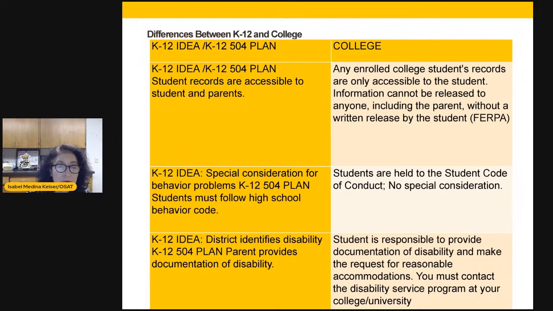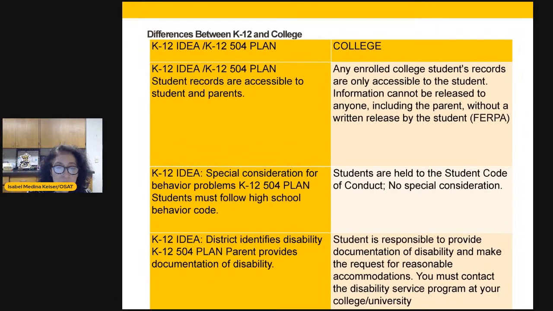In K through 12, if there was a behavioral problem, there would be special consideration. In the college system, students are held to the student code of conduct, so there's really no special consideration. So again, making sure that the student connects with our office, so in case we need to help advocate for that student in case some type of conduct issue kicks up, but they still are going to be held to the student code of conduct. So again, it's really important that they know that.